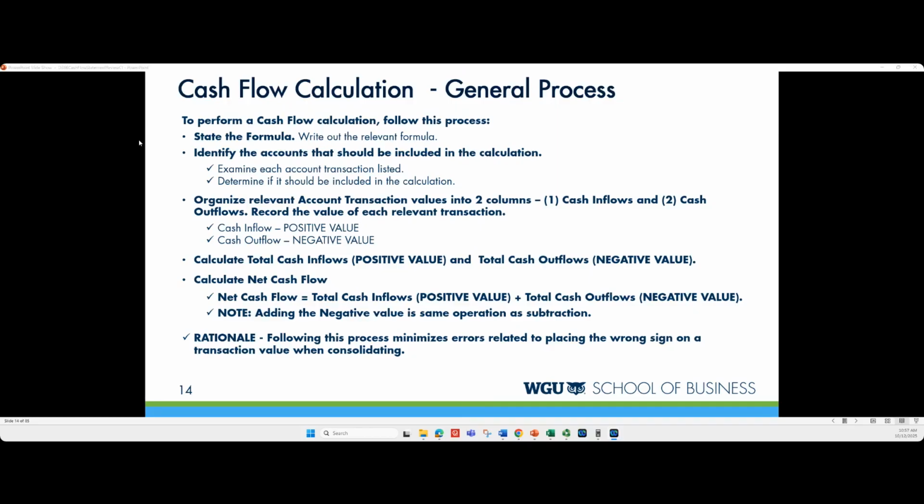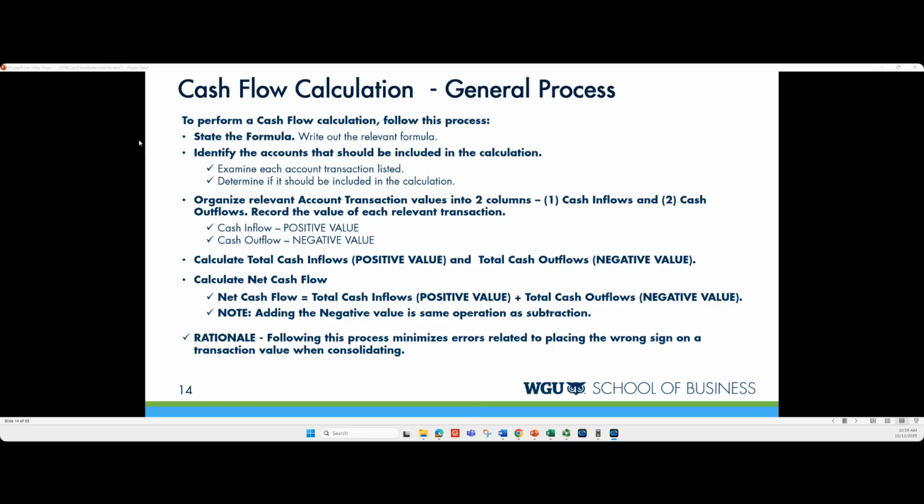Okay, on these problems, we're typically going to be given a list of account names and the transaction amounts. So the next step is to identify only the accounts that should be included in the transaction. So we're going to examine each account and determine, is this included or is it excluded? The next step is we organize our transactions into two columns, cash inflows and cash outflows. And then we record the value of each of those relevant transactions. Our cash inflows are all going to have positive dollar values. Our cash outflows are all going to have negative dollar values.